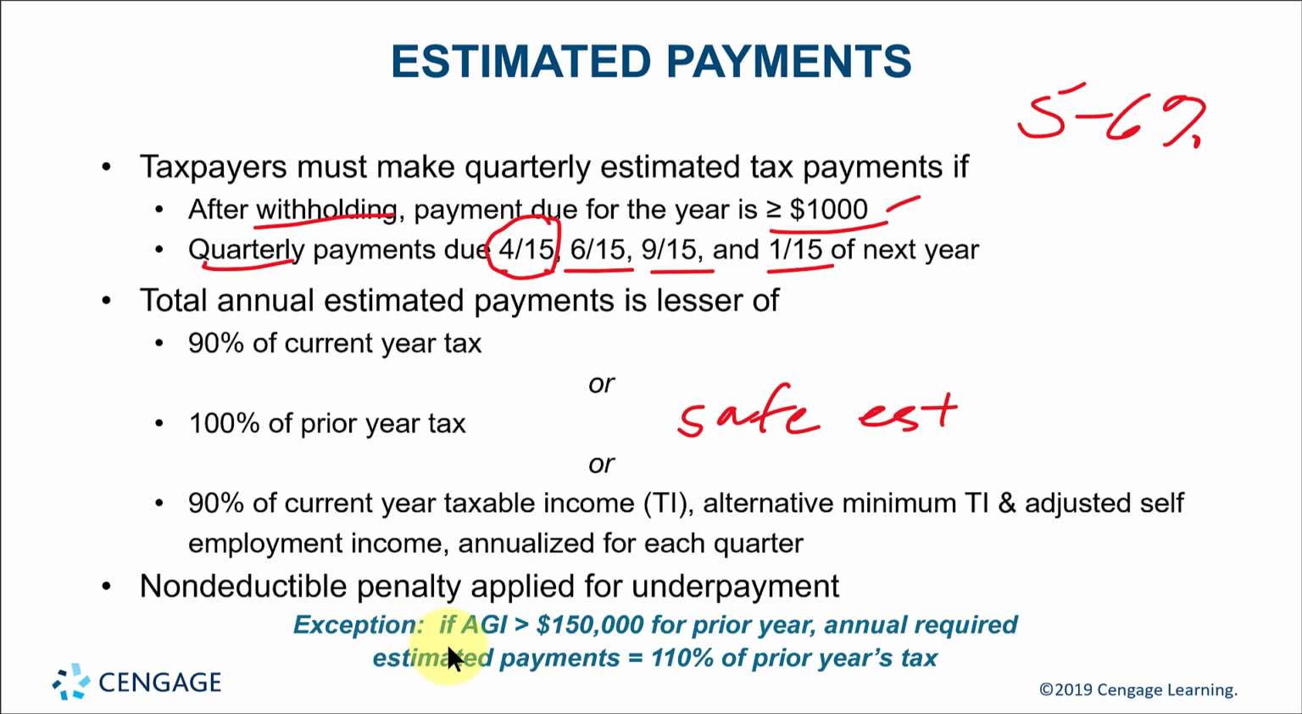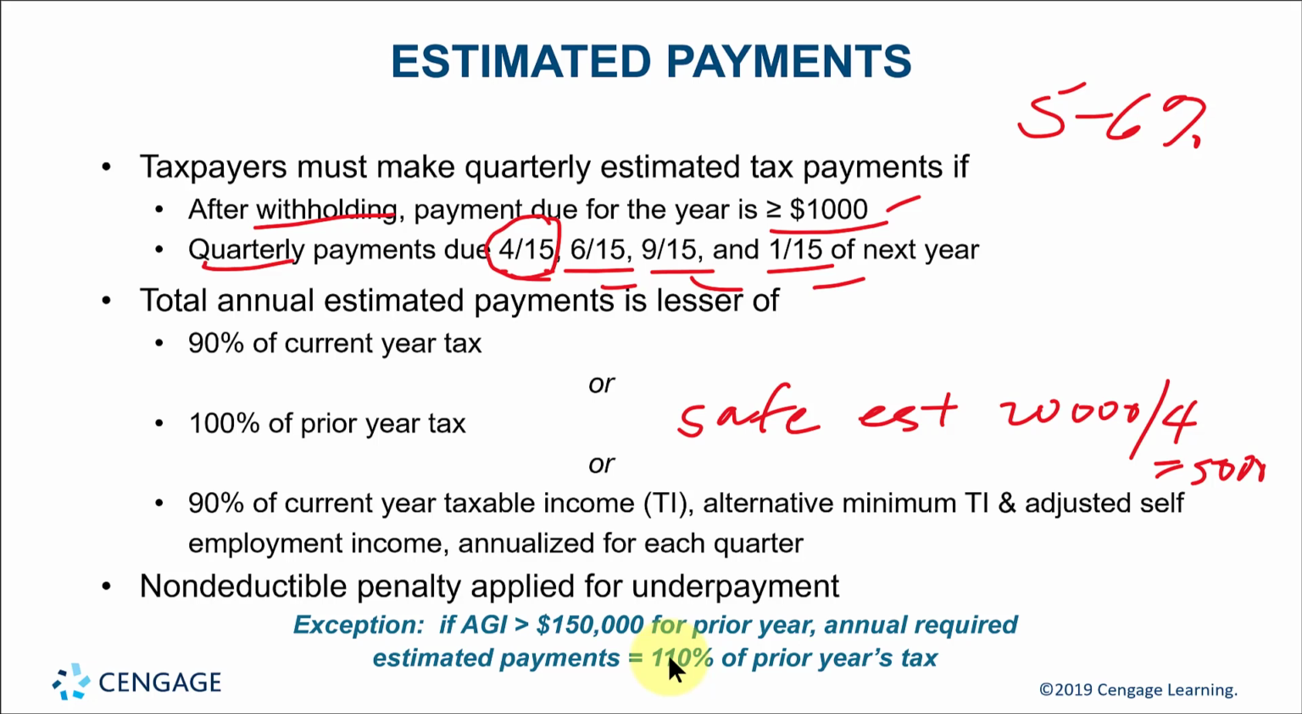Here there's an exception if your adjusted gross income for last year is over $150,000. Then instead of 100% of last year's taxes, you have to take 110% of last year's taxes. Let me give you an example. Let's say that last year's taxes was $20,000. So typically, if your adjusted gross income was under $150,000, you just divide this by 4 to get $5,000 for each one of these 4 payments you have to make for the current year.